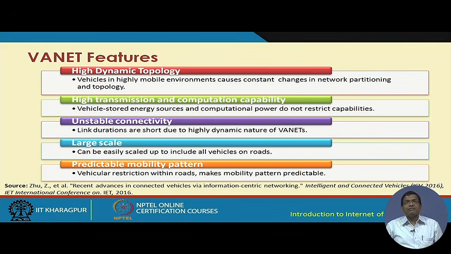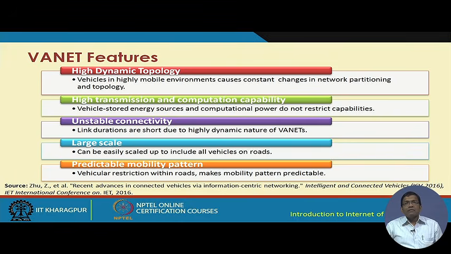VANET basically has different features. It has a highly dynamic topology, where the vehicles are highly mobile, and they are constantly changing their position, and the network topologies continuously break and make. So, you have a highly dynamic, breaking and making kind of topology which is done continuously.